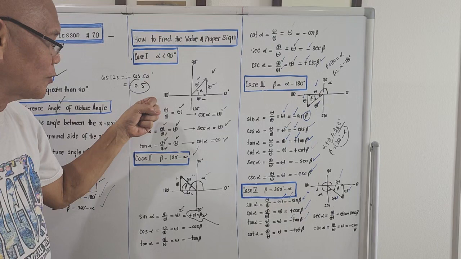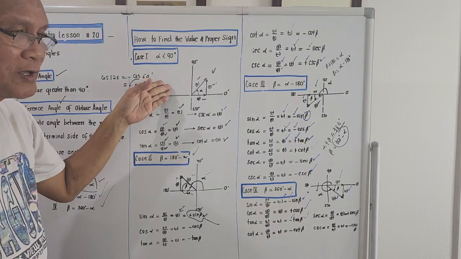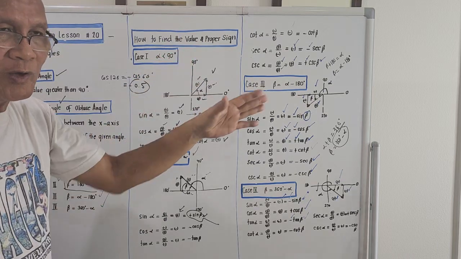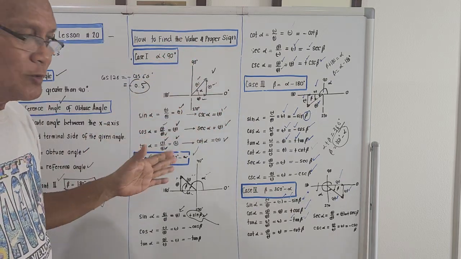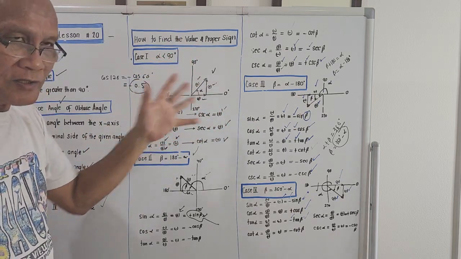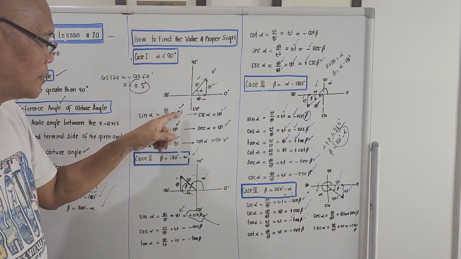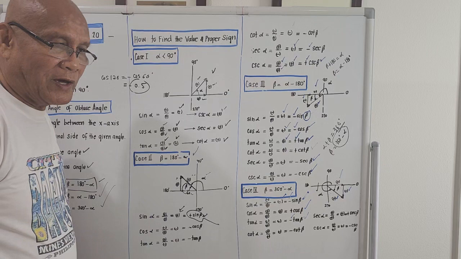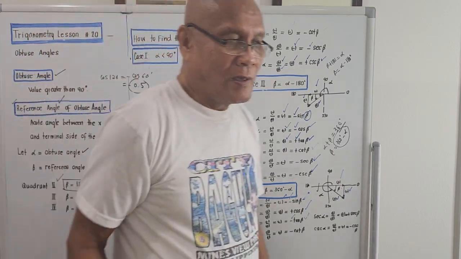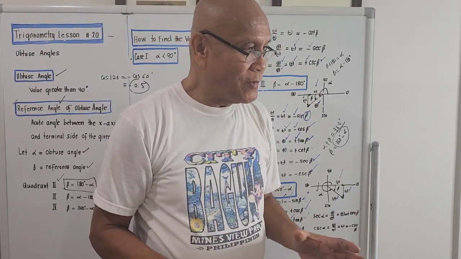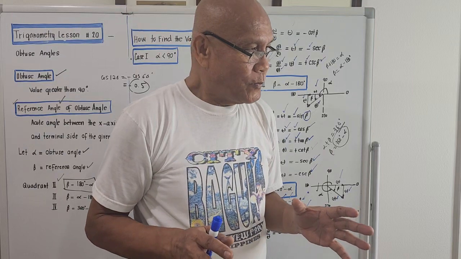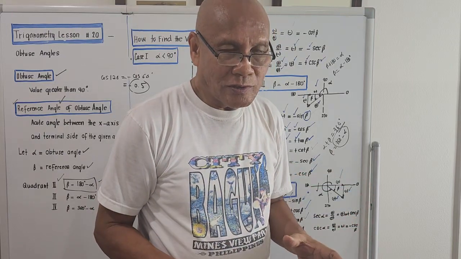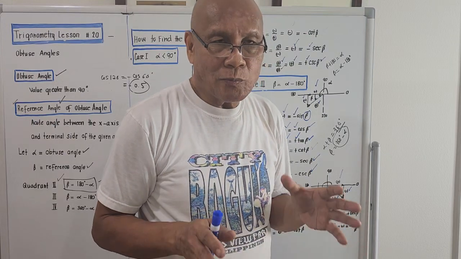For case number 1, there will be no problem. It's an acute angle. All the signs will be plus. Just take the value of the sine, cosine of the different functions, and that's it. The proper signs are all plus if it falls under quadrant number 1. Okay, that's it, guys. That's the proper way on how to bring out the value of the so-called different trigonometric functions if we are given an obtuse angle.